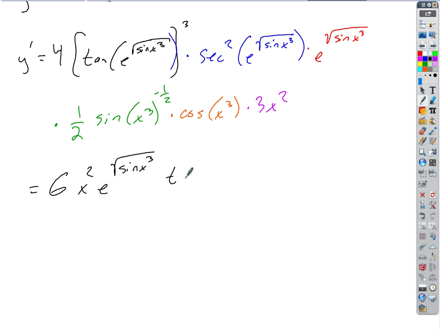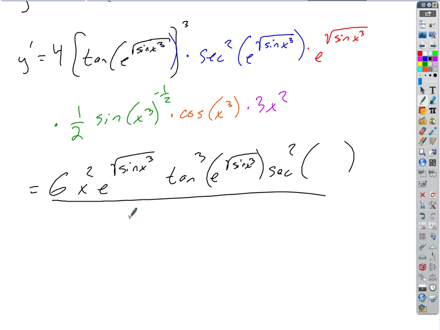I would just get tangent cubed of e to the square root sine x cubed, secant squared, same thing. And then I'm dividing everything by the square root. Oh, I got a cosine too, don't I? Times cosine x cubed, all divided by that. That's my answer.